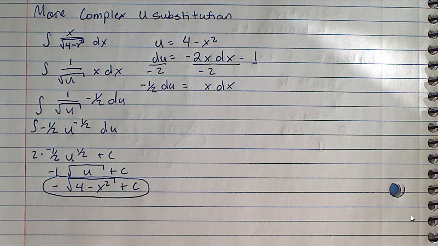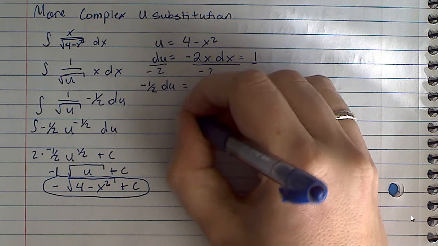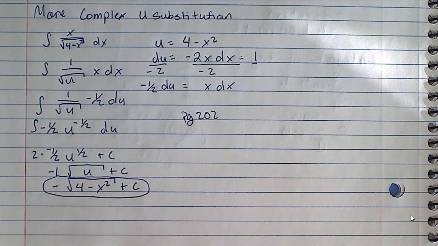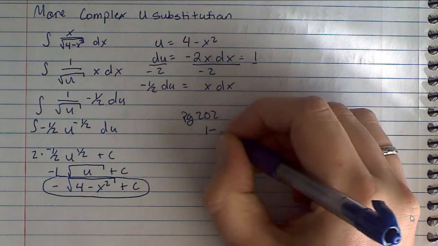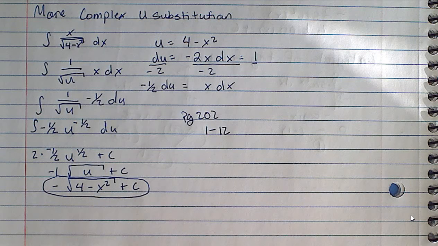So let's take a look at the book assignment. The book assignment is on page 202. Page 202. We're going to look at 1 through 12. No, it's all of them. If it were even, it'd be 2 through 12, James. But it's all.